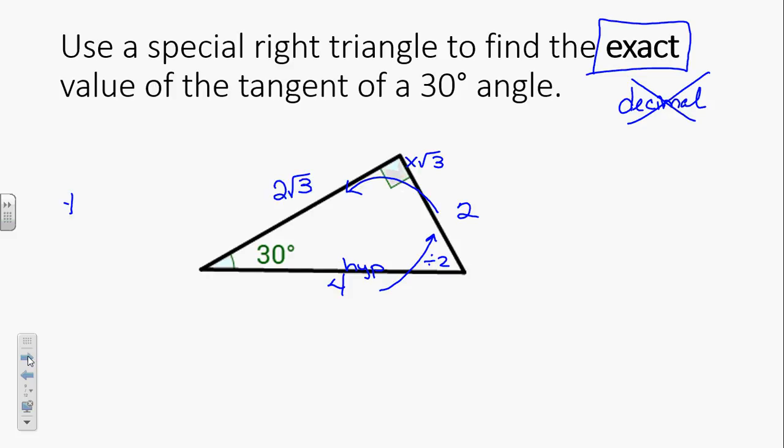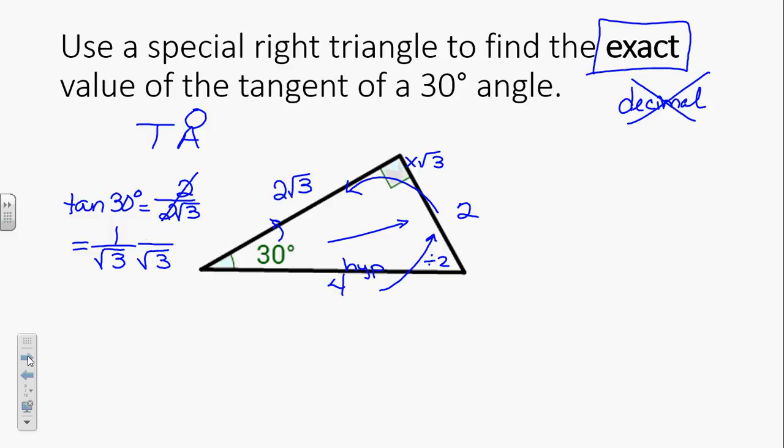So to find the tangent of a 30-degree angle, we want the opposite divided by the adjacent. The opposite of the 30-degree angle is 2. The adjacent to the 30-degree angle is 2 square roots of 3. Since we have 2 divided by 2, it cancels, so the tangent of 30 is 1 over the square root of 3. But we don't like to leave an irrational number in the denominator, so we multiply by the square root of 3 over the square root of 3 to rationalize that denominator. In the numerator, we get 1 times the square root of 3, which is square root of 3. A square root of 3 times a square root of 3 is the square root of 3 squared, so it's plain old 3. And that's our exact value of the tangent of 30.